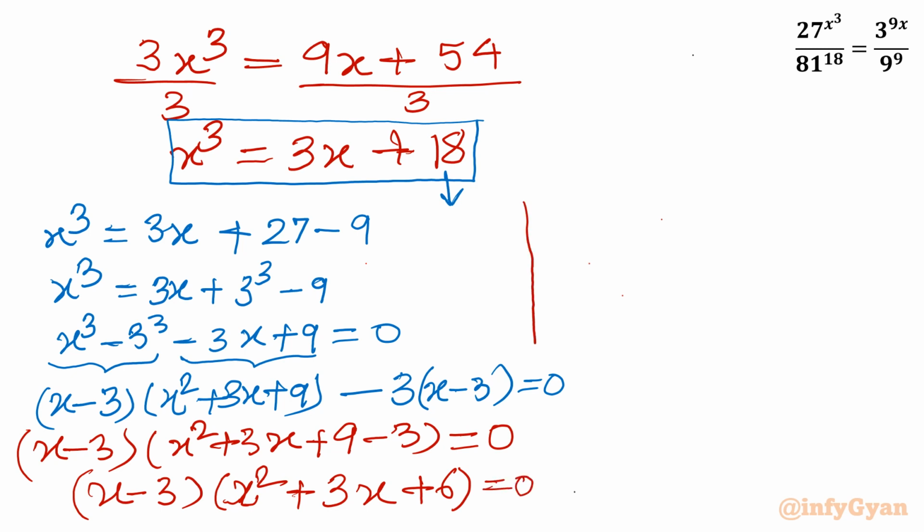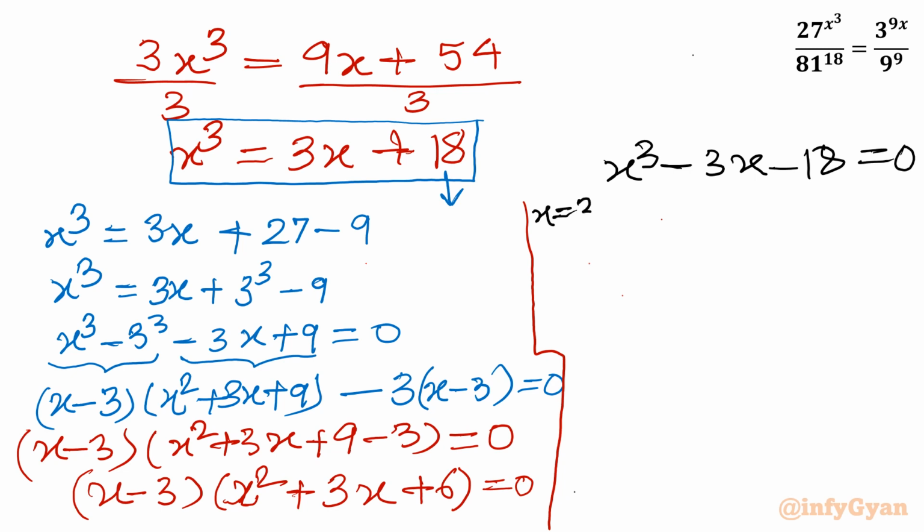Let's solve using remainder theorem also. So I will be writing our equation as x cube minus 3x minus 18 equal to 0. So for remainder theorem, we should be knowing the base solution. So if I will straight away put x is equal to 3, see this equation will become 3 cube is 27, minus 3 times 3 is 9, minus 18. So it is making our equation 0.